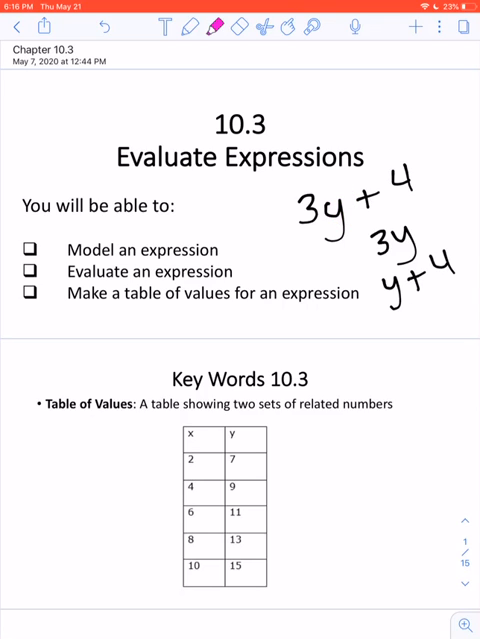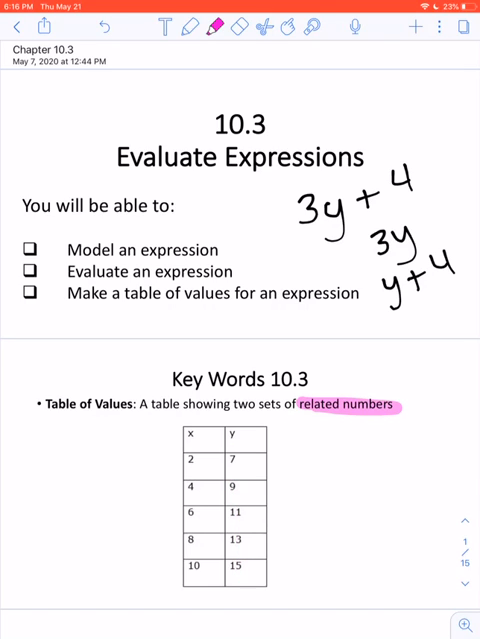So we are going to learn how to model and evaluate expressions and make a table of values. So if you take a look here at the keywords, a table of values is a table showing two sets of related numbers. That's the key thing. In the last lesson, we talked about how before we would look at patterns like this, 2, 4, 6, 8, 10. Okay, they all go up by 2. And 7, 9, 11, 13, 15, also going up by 2.